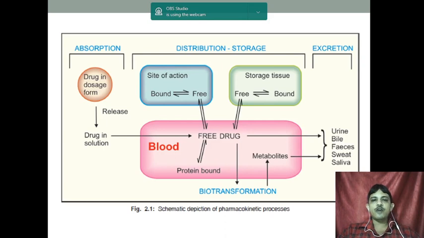Now this free form of the drug is responsible for the drug effect. If it is present in the bound form, it will not produce the effect, but if it is in the free form, then only will it produce the effect. So all those things we will discuss later on. Now the free drugs, or the metabolized drugs, can be excreted from the body through different routes, like urine, bile, fecal matter, sweat, saliva, etc.